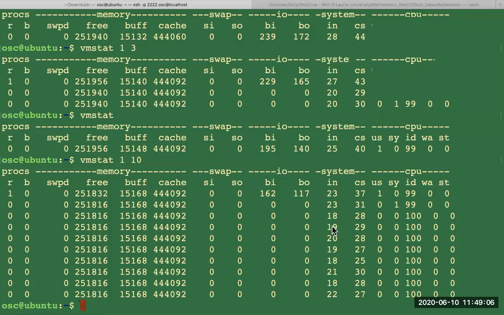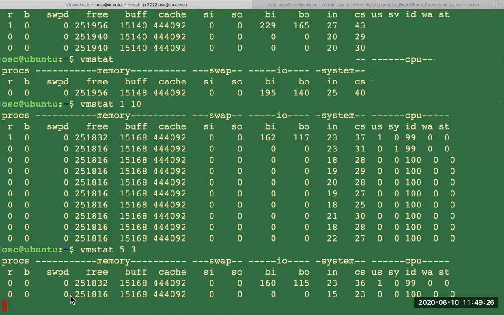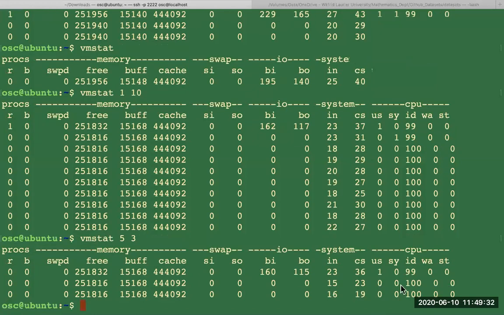This shows me the number of interrupts and the number of context switches performed over a 1 second interval. I could change this interval to 5 seconds and ask for 3 records, so it will come after 5 seconds and give me the aggregated or average value for 5 seconds. Now here you can see that my CPU is almost 100% free for the last 10 seconds. That's how we can look at different things.